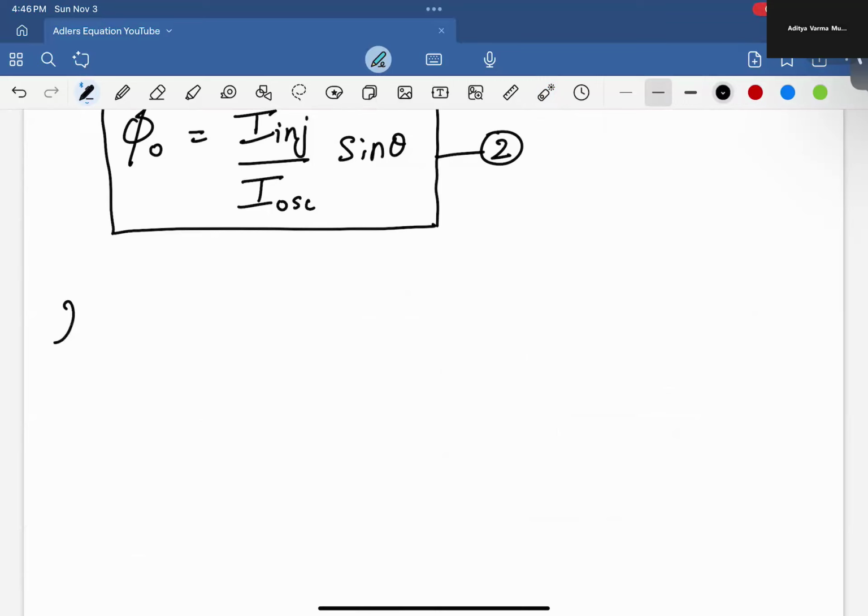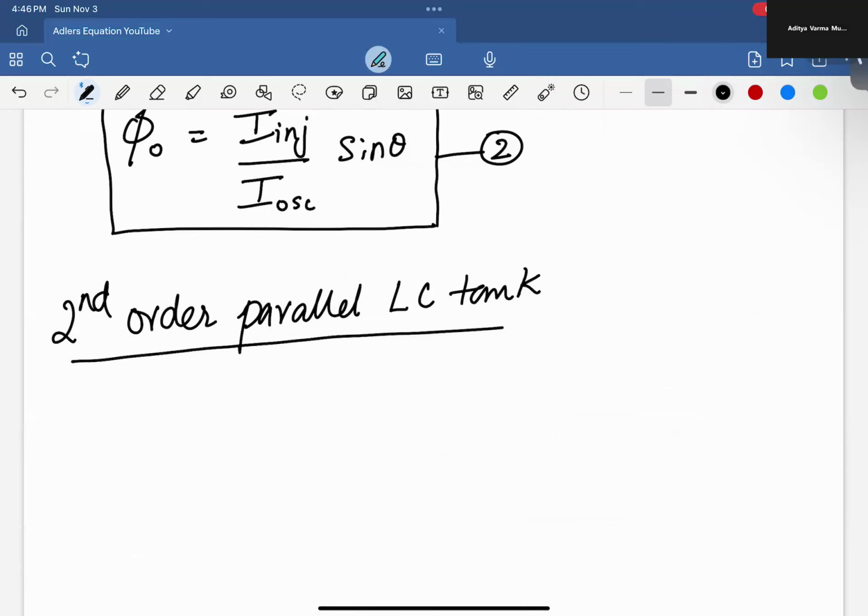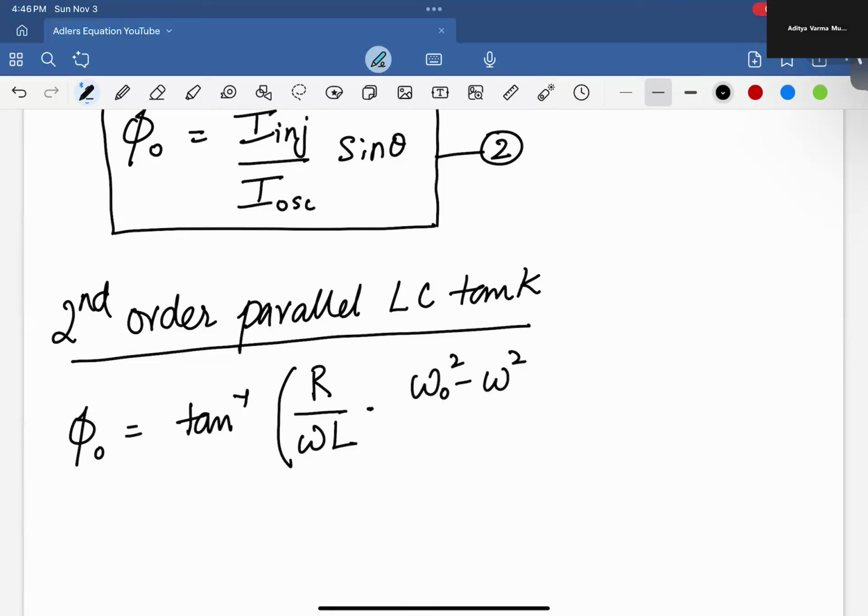So if I have a second order parallel LC tank, right, then you can derive the phase as a function of frequency to be tan inverse of R over omega L times omega naught squared minus omega squared divided by omega naught squared. So that's, you can find that in circuits textbooks, I guess, or you can also derive it yourself. But essentially, you want to look at the phase of the impedance of the tank, and you can show that this is the expression.